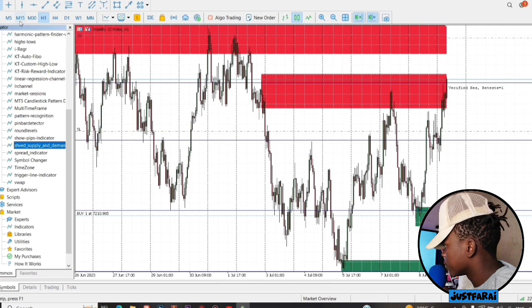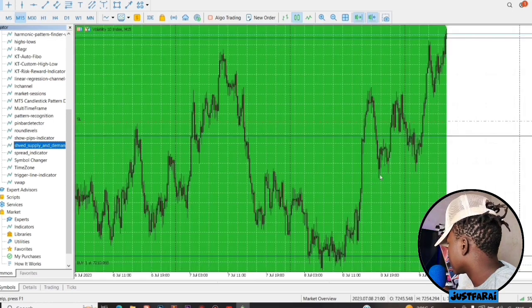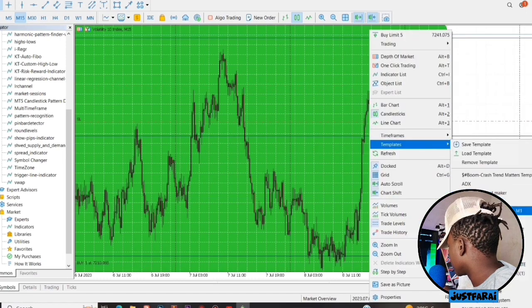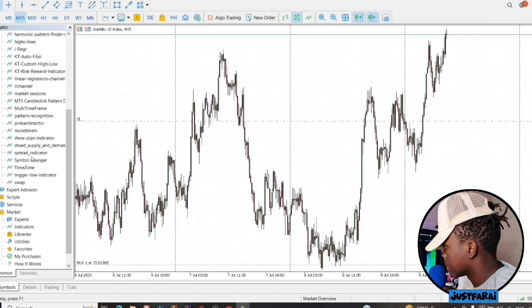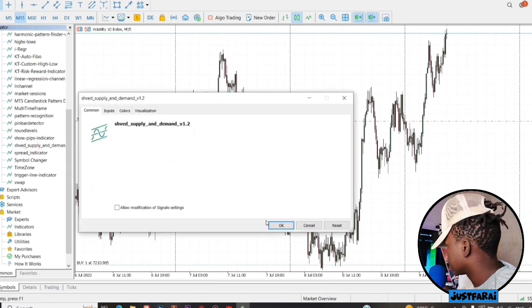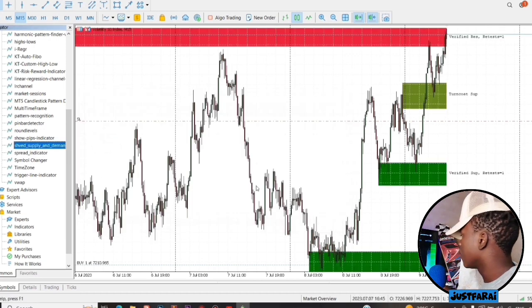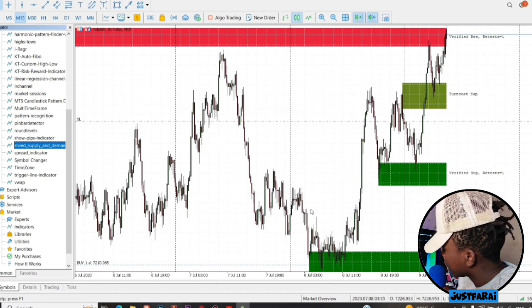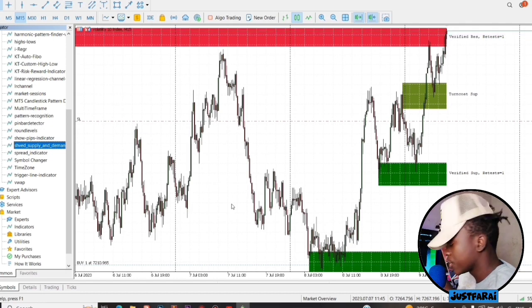Let me move on to my M15 and show you something. Let me do this one and put it again. On my M15 you can see that there was a verified support here, and I used my M15 as my source of entry.